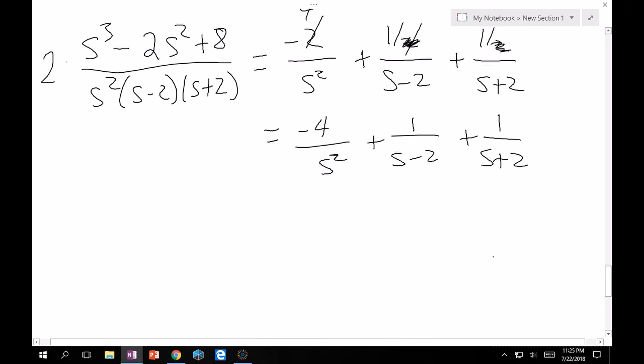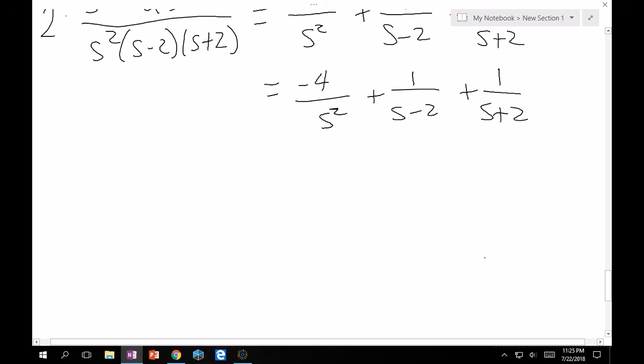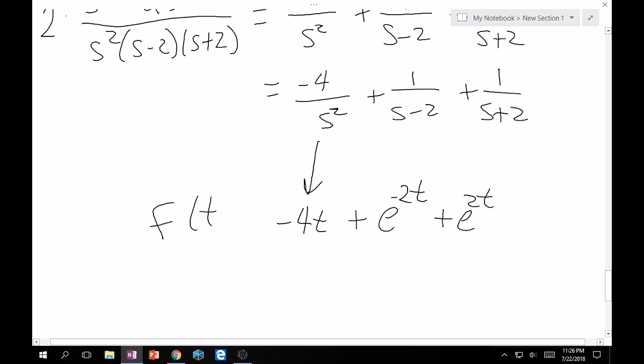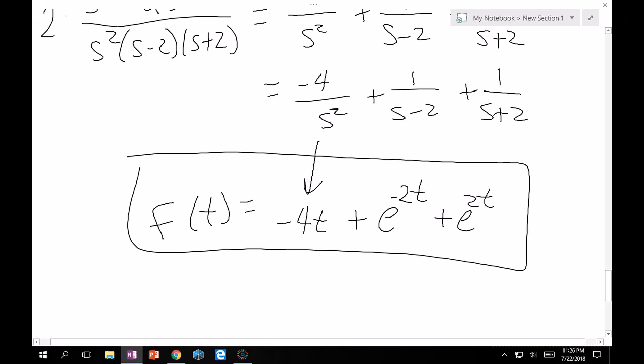These are fairly simple to take inverse Laplace of, right? Cool. So this one, remember, inverse Laplace of 1 over s squared was just t. So if we multiply that by -4, that's just -4t. These are both exponents, right? 1 over s minus 2 yields e to the 2t, and similarly 1 over s plus 2 is going to yield e to the minus 2t. And so this is what our f of t is from the inverse of what we just did.